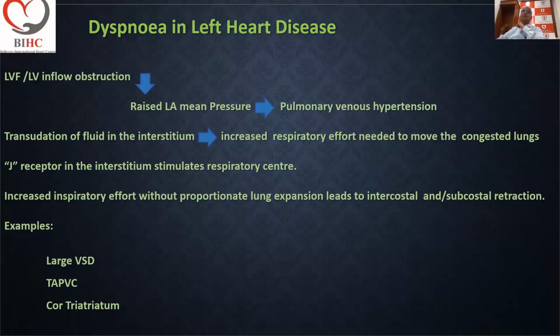Stimulation of the J receptors in the interstitium, which triggers increased respiratory center activity, is one of the pathogenetic mechanisms that is operating now. And when the baby has increased inspiratory effort without proportionate lung expansion, there is intercostal and/or subcostal retraction. This is what happens to the baby with a large VSD, worse to the baby with an obstructed TAPVC or cor triatriatum. You are finding manifestations of pulmonary venous hypertension.